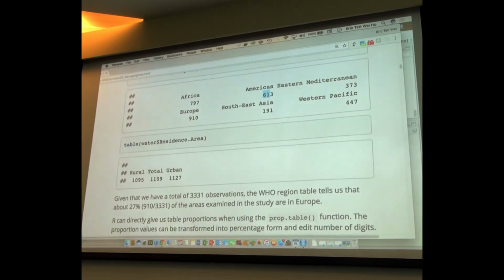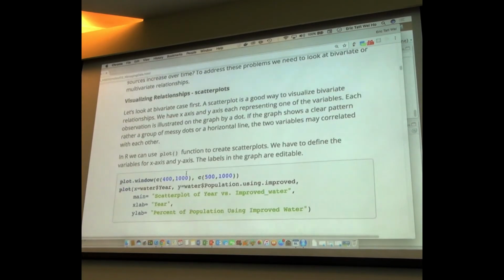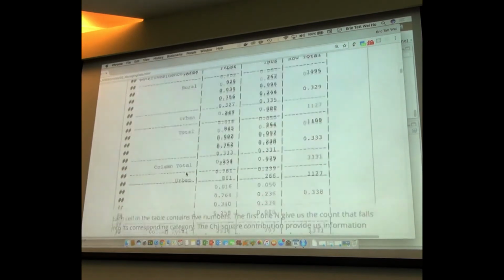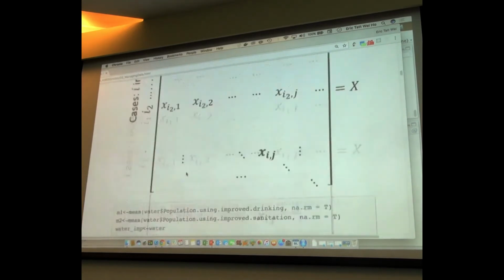Here is, for example, the residence area, 3 different types: rural area, urban area, and total. When it comes to exploring relations between variables, let's skip over the cross table.